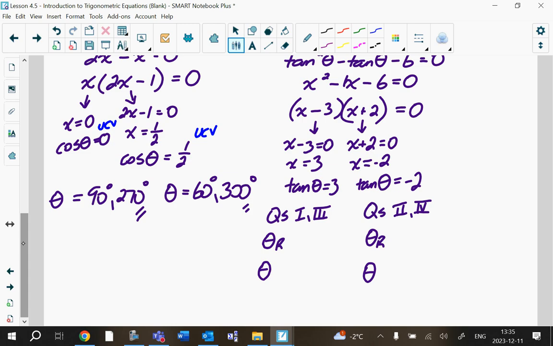The reference angle, take the inverse tan of the positive. Well, on this side, it's already positive. On this side, you've got to change the -2 to +2. Remember 3 decimal places. That should get you 1.249 on that side. And it should give you 1.107 on this side.